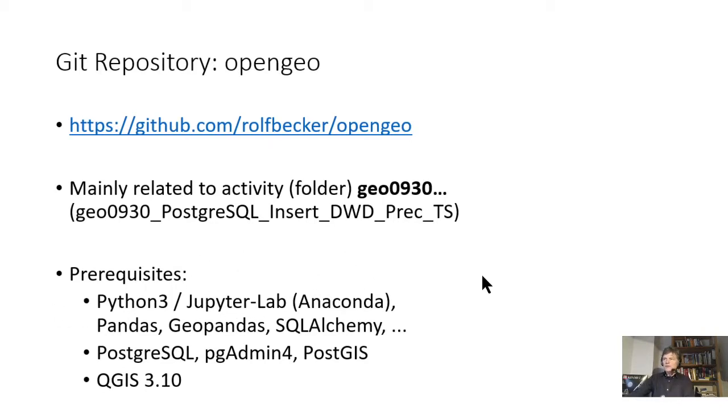So the prerequisites: I assume that you have Python 3 and JupyterLab installed. I'm using the Anaconda distribution. And we use a lot of powerful Python packages such as Pandas, Geopandas, and also SQLAlchemy to connect to the Postgres database. You also have to have a PostgreSQL database installed together with the PostGIS extension. It's highly recommended to also use pgAdmin, a graphical user interface, to manage Postgres databases. And I'm using QGIS 3.10 together with the TimeManager plugin to produce in the end a video of precipitation.